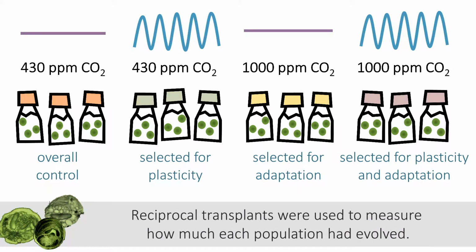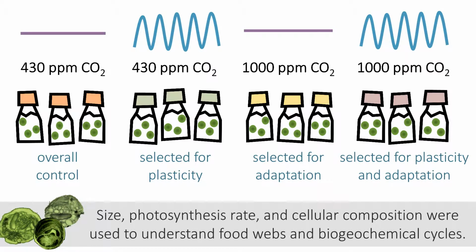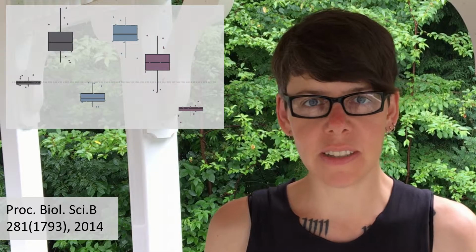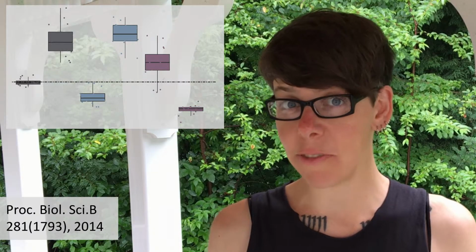So at the end of the experiment, we used reciprocal transplants to measure how much each population had evolved. We measured some traits that were important for how Ostreococcus fits into the marine ecosystem, so this could be size, photosynthesis rates, and cellular composition. But to understand what was going on with the natural selection, we measured two different fitness proxies, that being growth rate and competitive ability. We found that populations with more plastic ancestors evolved more.